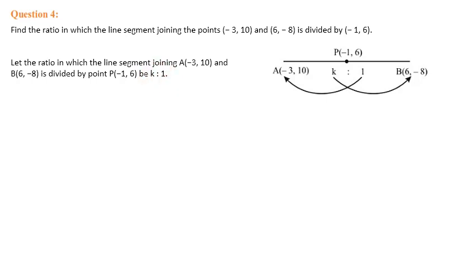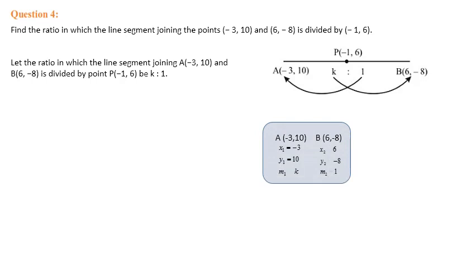That is fine. Then we have to write x1, y1, m1, x2, y2, m2. So here A is the first point. Here x1 is -3, y1 is 10 and m1 is k. And when you take B (6, -8), x2 is 6, y2 is -8 and m2 is 1. So we have to use the section formula only here: (m1 x2 plus m2 x1) by (m1 plus m2), (m1 y2 plus m2 y1) divided by (m1 plus m2). These are the coordinates of P of AB.